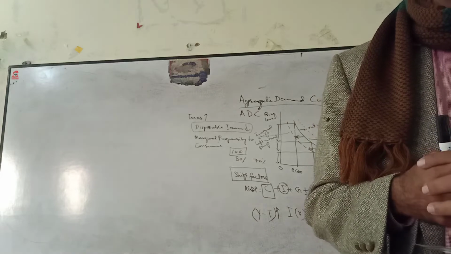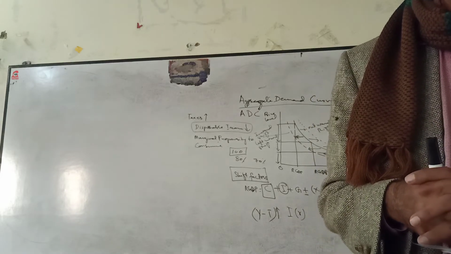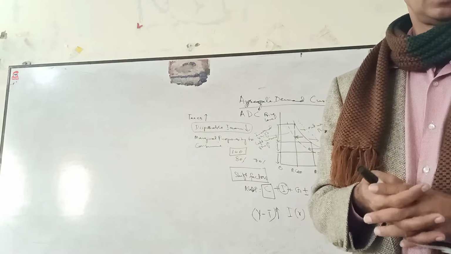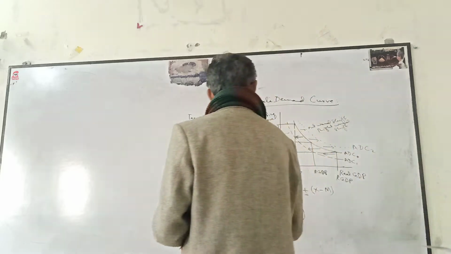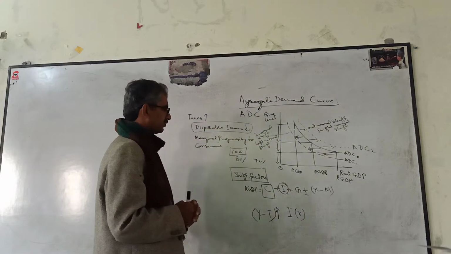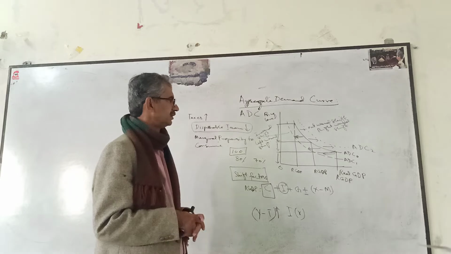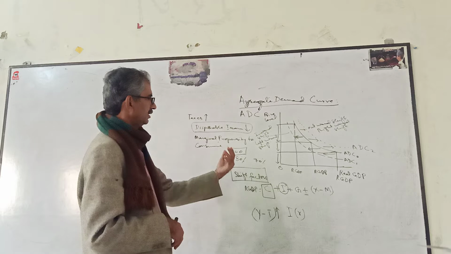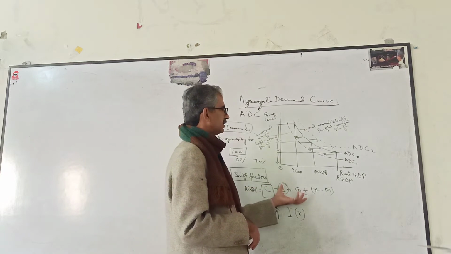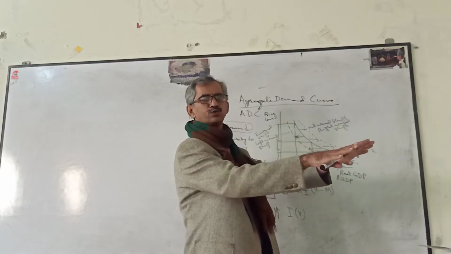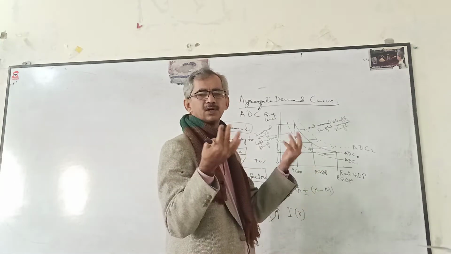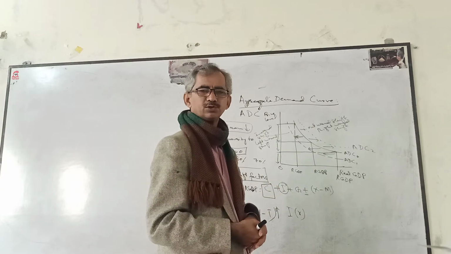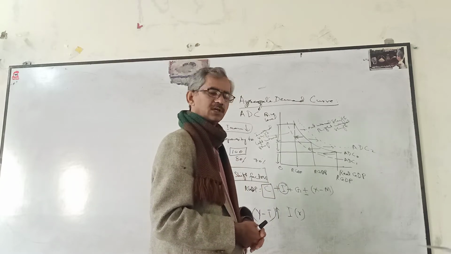And the government. Another factor is the government, which is also increasing or decreasing its spending depending on the availability of funds. When government increases its spending, there will be an outward shift in the aggregate demand. When government decreases its spending, there will be an inward shift in the aggregate demand curve.